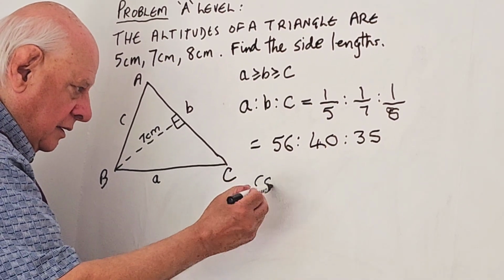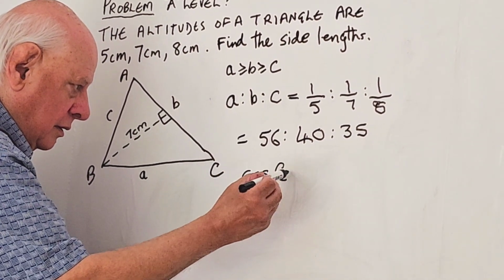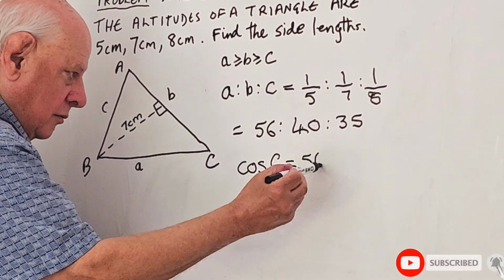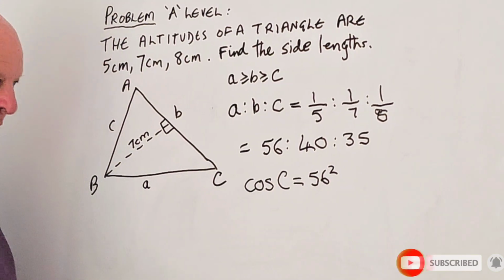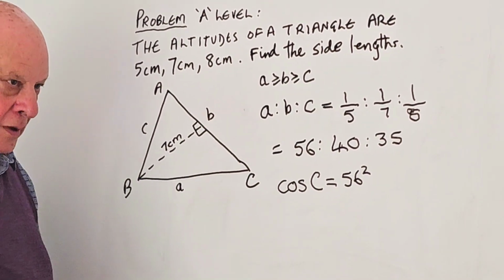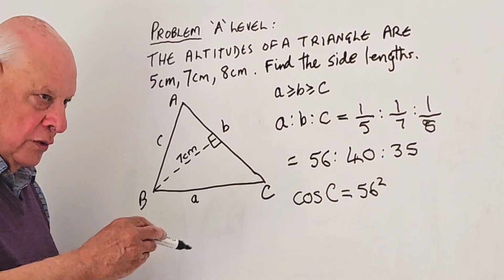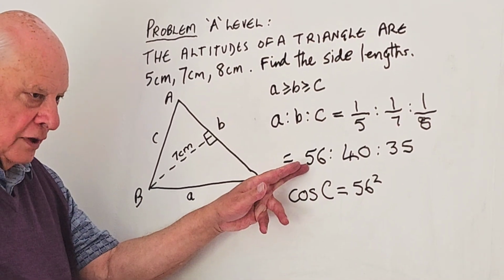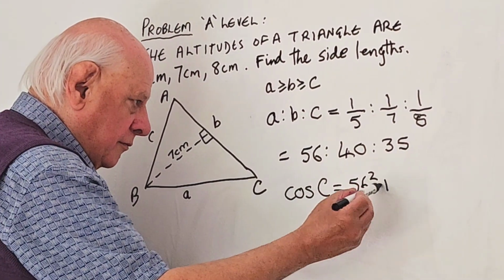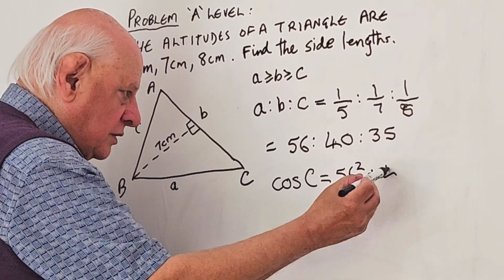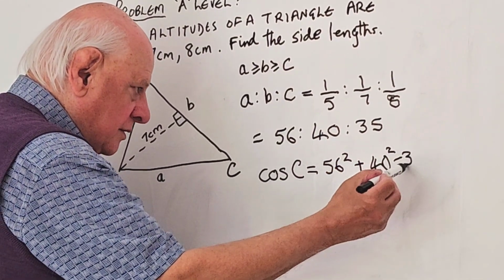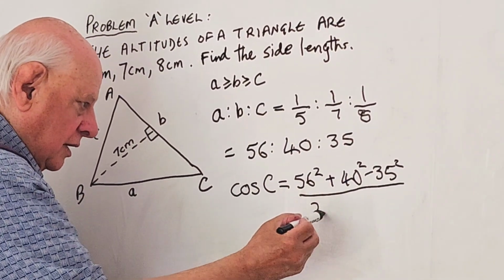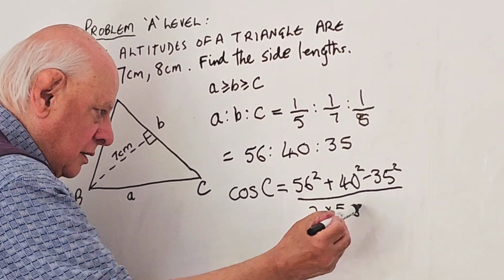So cos of C equals A squared. It won't actually be A squared, but a multiple of A squared. But we're only interested in the proportions of these for the time being, so I'm quite safe to call that A squared, okay? Plus 40 squared minus 35 squared divided by 2 times 56 times 40.